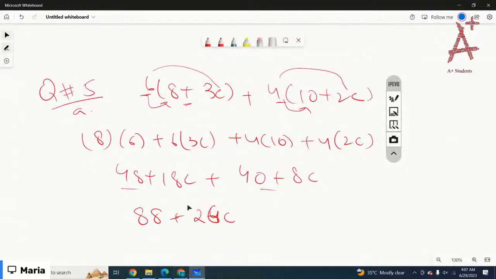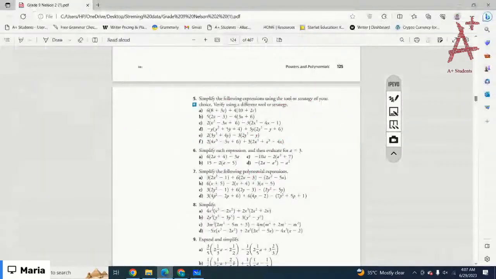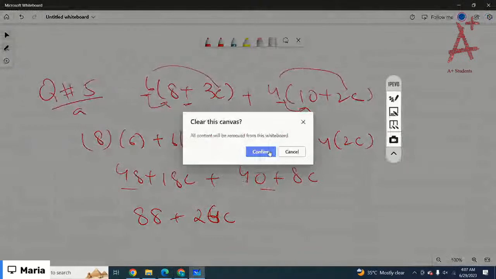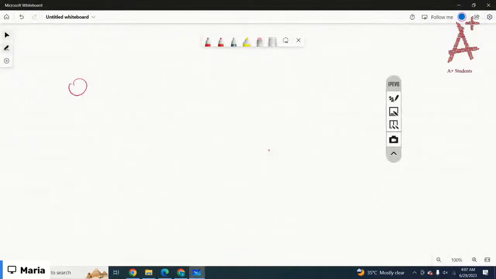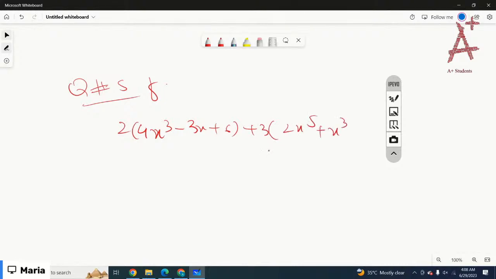Let's just do another example from the same question. So let's just do question number 5, F. Okay, so let me just write down. 2 times (4x cubed minus 3x plus 6) and plus 3 times (2x to the 5 plus x cubed minus 4x).